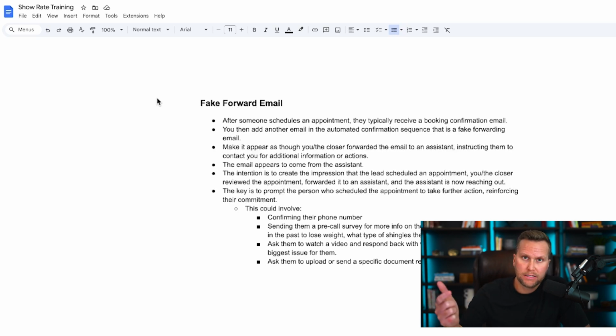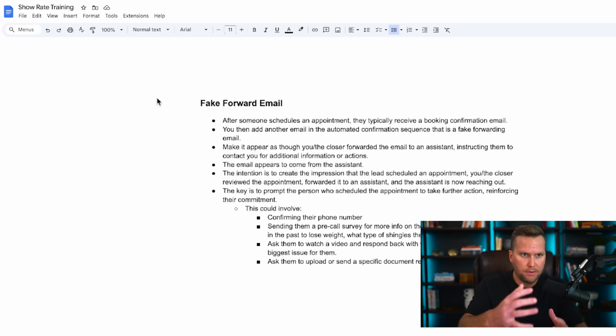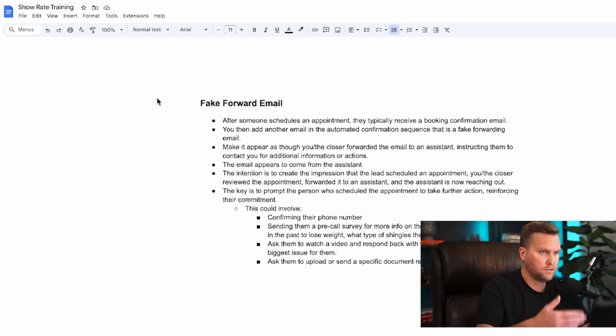It's made to appear as though either you or the closer have forwarded the email to an assistant and you're instructing them to contact the lead for additional information or action. So it appears as though it's coming from an appointment setter or an assistant. So you're looking at the email. Let's just say I see it and I'm like, oh, okay, I got this appointment tomorrow at 4 p.m. Then this is what it appears to be.